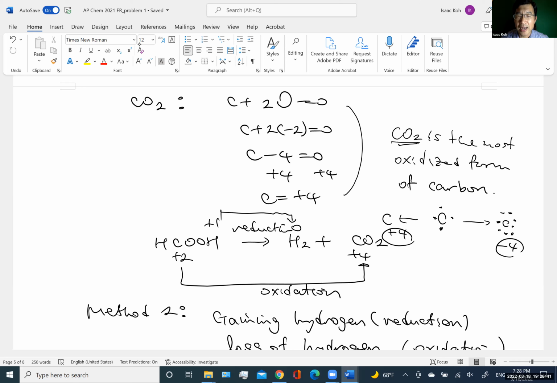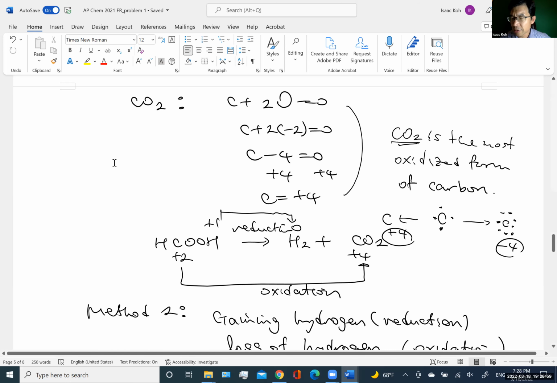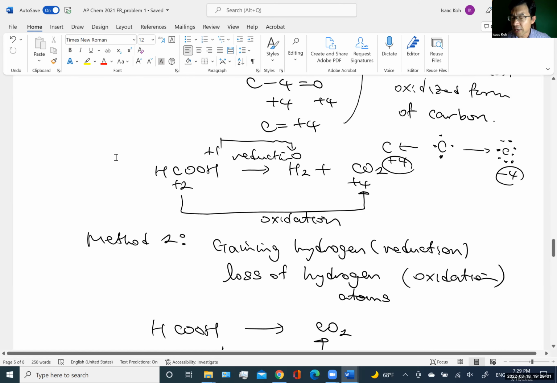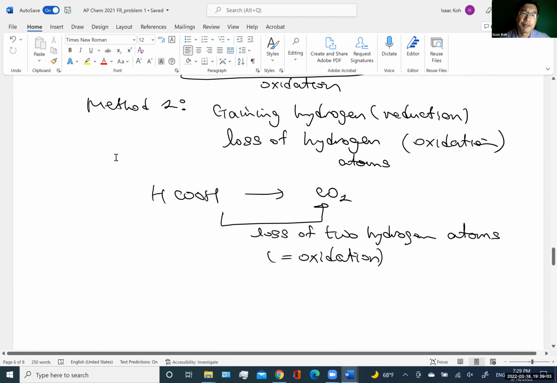Remember that oxidation and reduction reactions always occur in pairs. They cannot be separated. Oxidation cannot be occurring by itself. Reduction cannot be occurring by itself. They are always occurring in a pair. We call this one an oxidation reduction reaction, in short, redox reaction.